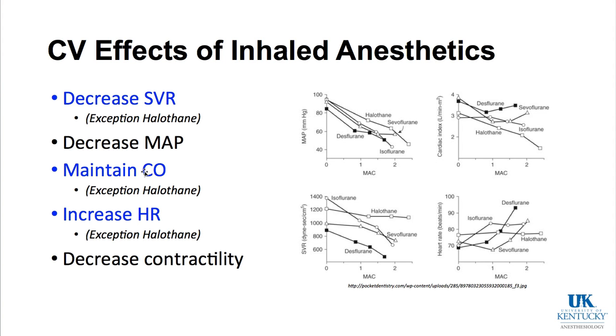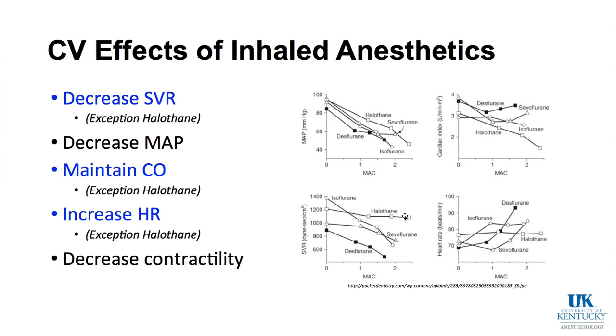Graphically, on the right is shown what happens to mean arterial pressure, cardiac index, SVR, and heart rate. Let's look at SVR first. And in the graphics here, you can see desflurane, sevoflurane, isoflurane are vasodilators, and at increased MAC concentrations, the SVR drops. The exception being halothane, which is historical, basically only. So you should think of our modern inhaled anesthetics as vasodilators, decreasing SVR more and more at increasing MAC levels.